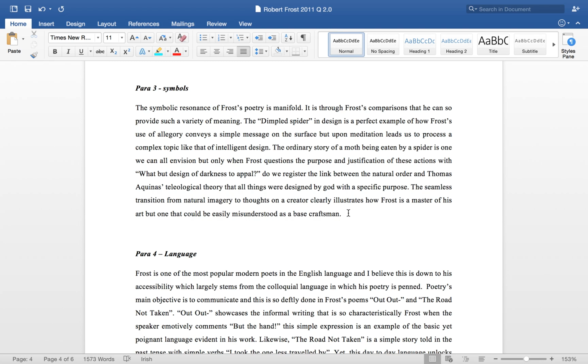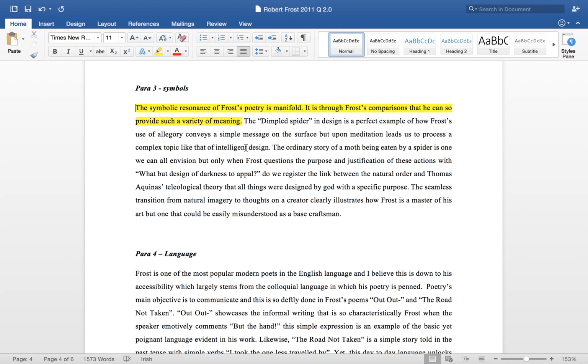So this paragraph is more in line with what I want you guys to do. If we look at my point, the symbolic resonance of Frost's poetry is manifold. Very simple statement. It is through Frost's comparisons that he can provide such a variety of meaning. So this is my main point here.